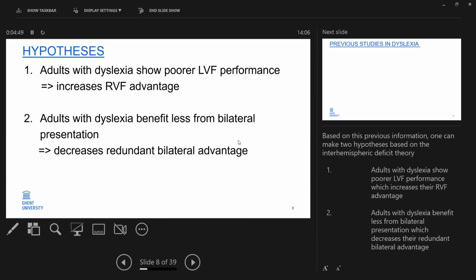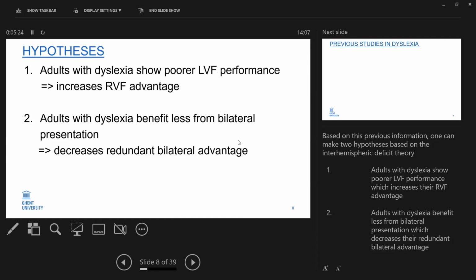Okay, so we have the right visual field advantage, we have the redundant bilateral advantage, and we have the idea of a problem with interhemispheric transfer in people with dyslexia. So there are two hypotheses that you can make. The first one is that people with dyslexia will show a poor left visual field performance because the extra step of crossing the corpus callosum is a bit deficient in them. So this will actually increase their right visual field advantage because of lower scores on the left visual field. So the difference between the two will become bigger.